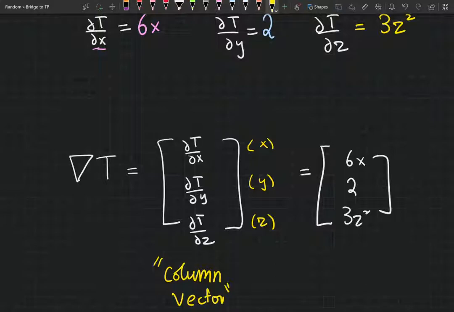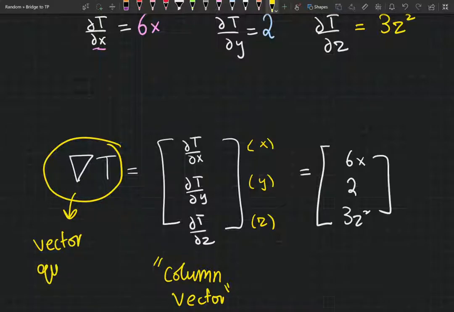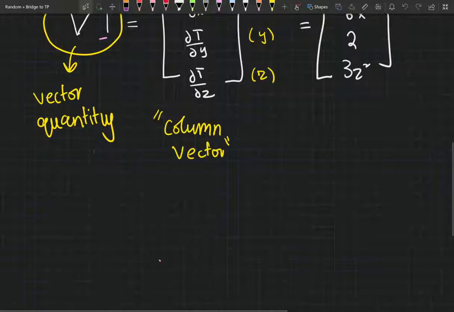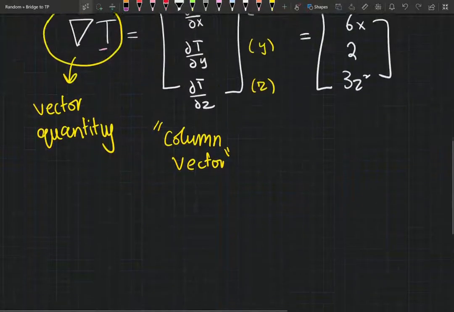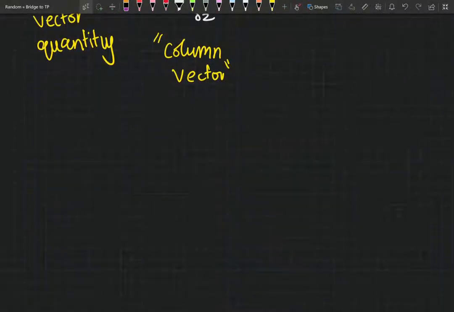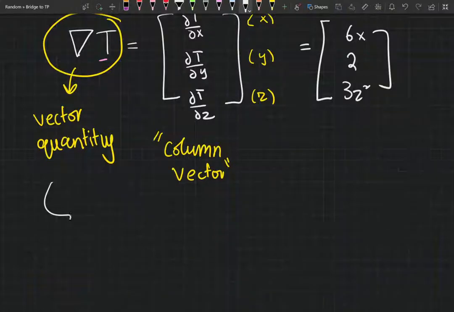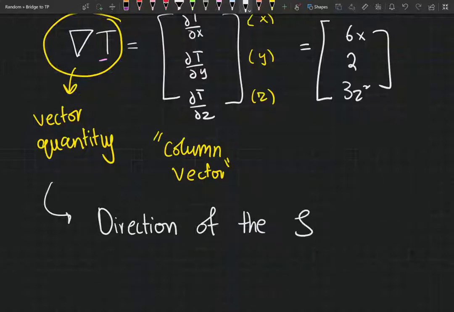The gradient itself is always going to be a vector quantity. We know that temperature is a scalar, but the gradient of temperature is a vector. We've learned how to compute a gradient, but we're also concerned with what it intuitively means. What does the gradient of T represent? It gives you a direction: the direction of the steepest change.